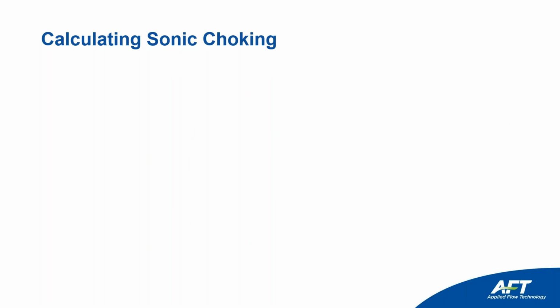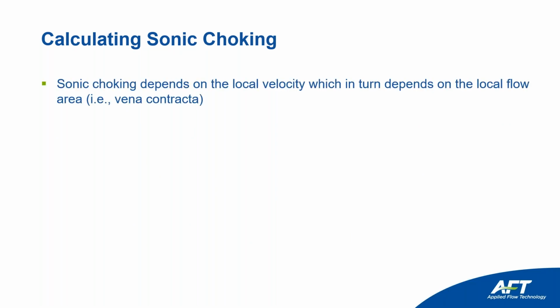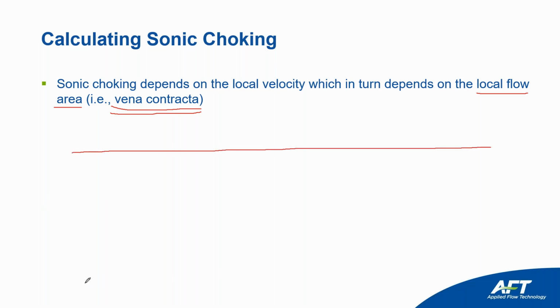So how do you calculate sonic choking? Well, it depends upon the local velocity as well as the local flow area. And one of the important things to keep in mind when talking about sonic choking is this vena contracta effect. That is basically your local flow area. So if we have a fictitious pipe here, and inside the pipe, we have an orifice, which I'm going to do in a different color. So let's say this is our orifice plate.